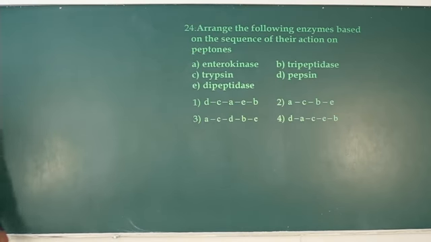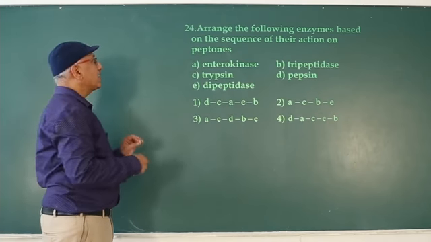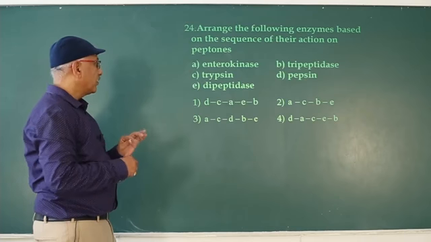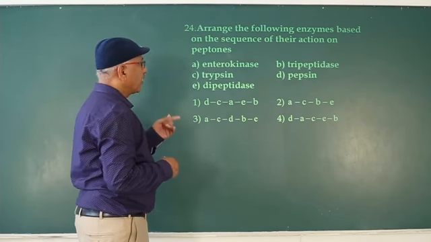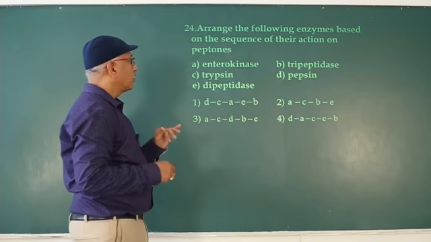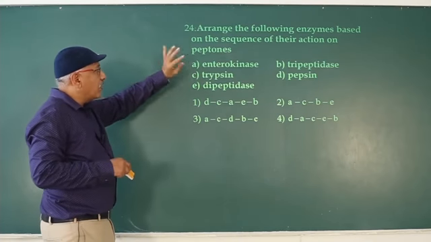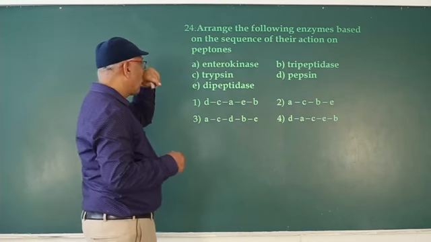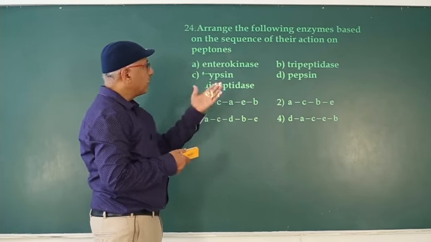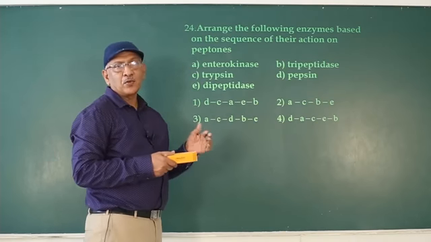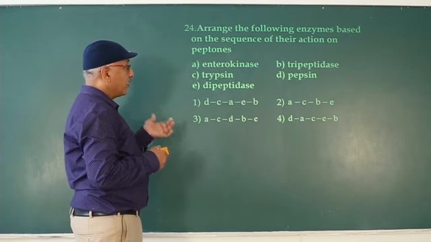Next question. Arrange the following enzymes based on the sequence of their action on peptones. Enterokinase, tripeptidase, trypsin. Pepsin is not related. If we utilize D also, it begins with pepsin. Why? Pepsin acts on protein in the stomach. So D. Later, enterokinase activates.